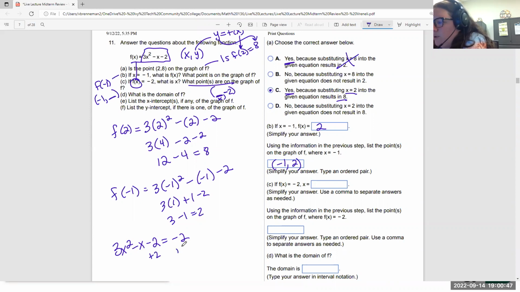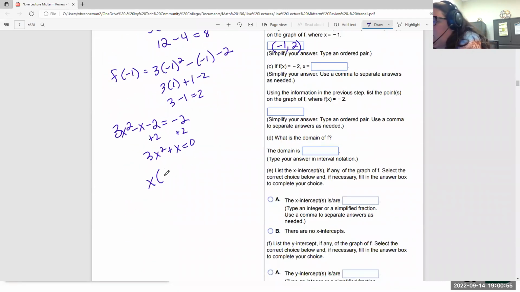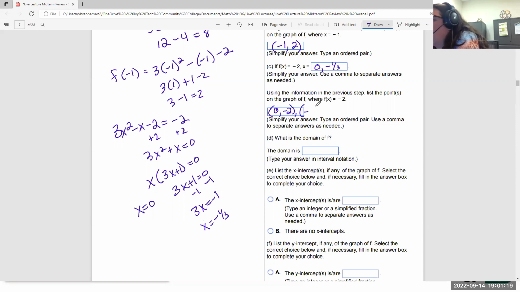So add 2 to both sides. 3x squared plus x equals 0. Factor out the x. x times 3x plus 1 equals 0. That gives me 2 equations, x equals 0, or 3x plus 1 equals 0. And solving that, we get x equals -1/3. So we have those two possible x values, 0 and -1/3. And that gives the two ordered pairs, 0, -2, and -1/3, -2.